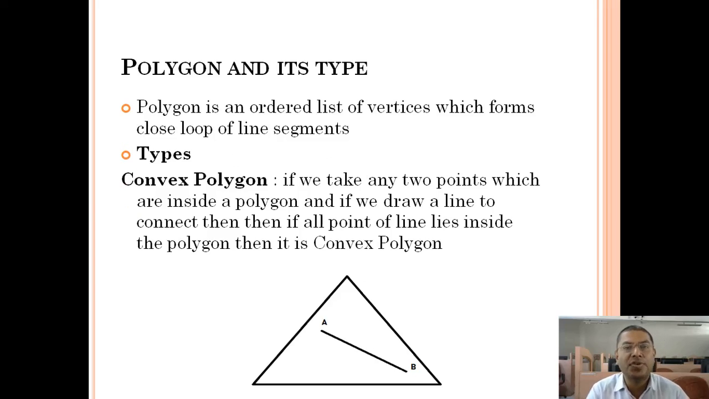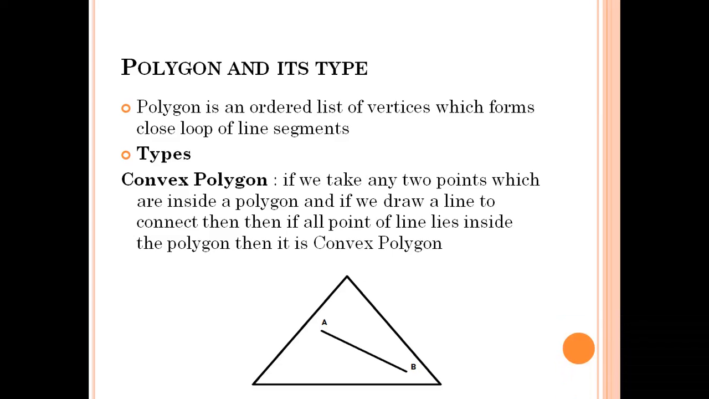So first of all, we will see what is a polygon. As mentioned in the presentation, it is an ordered list of vertices which forms a closed loop of line segments. So there is no open section in between that area. The particular area will get closed by using a number of line segments. There are two types of polygon, convex polygon and concave polygon.